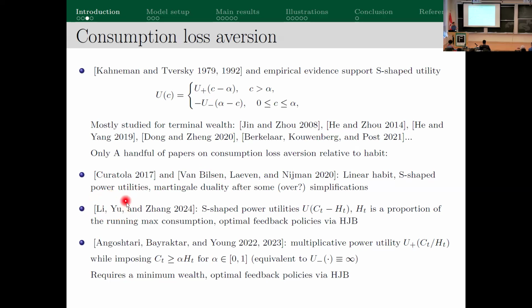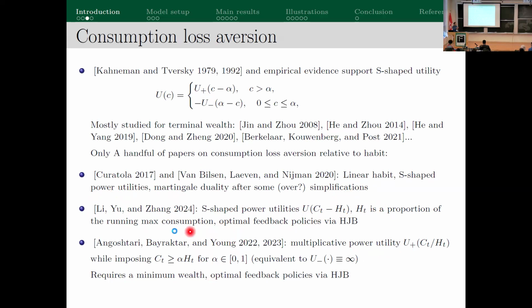My co-author's work is actually what motivated our work. They solved a problem where you do a linear habit formation, but habit is not exponentially weighted. It's just the maximum of past consumption. So the definition of habit is different, but they use an HJB equation. They get optimal feedback policies.